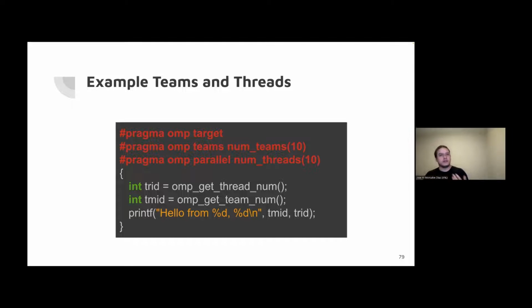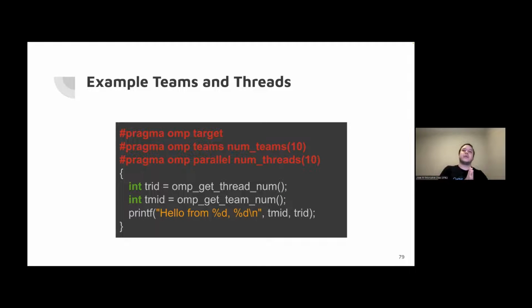So in this case, for example, we have pragma OMP target. We are just saying the region of code is going to be executed in the device. But then we say pragma OMP teams, and what we are saying is now we are going to create 10 teams. And then inside of each of the teams, we have pragma OMP parallel. Each of the teams is going to create 10 threads. So in total, I will end up with 100 threads.